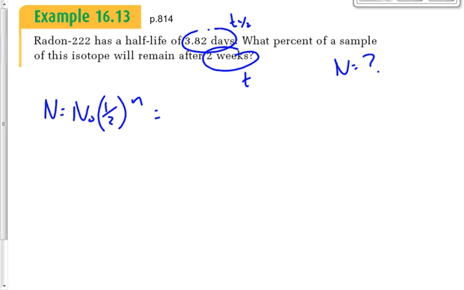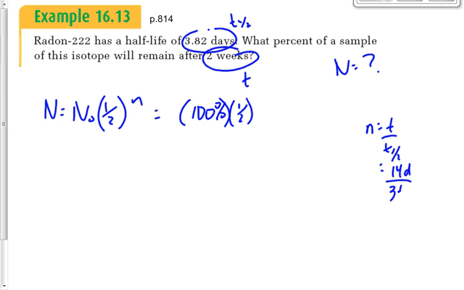What percent remains? Well, what percent do we start with? Almost always, unless you're given some kind of indication that it's less than 100, we're going to start with 100%. It's 1/2 to the little n. What's little n? We can find that, right? T over T 1/2. It's, let's say 14 days divided by 3.82 days. 3.666.